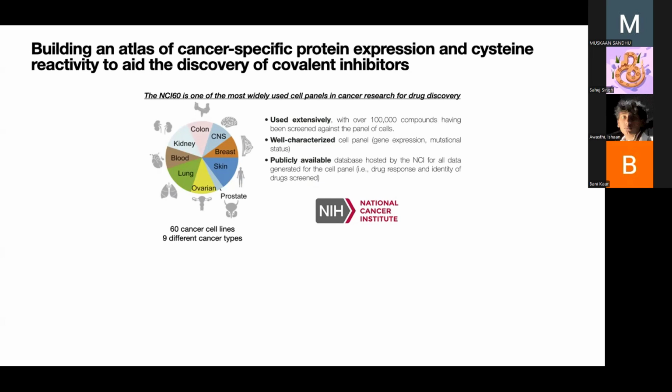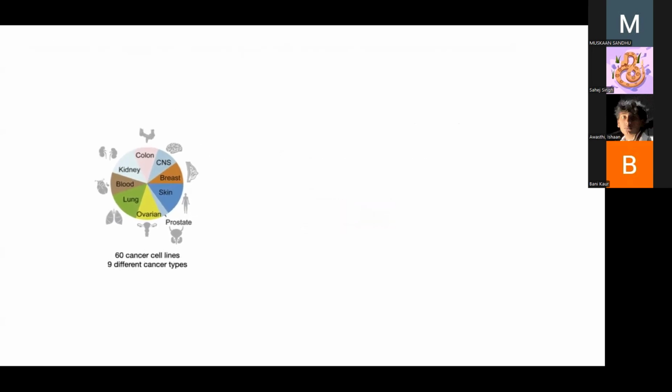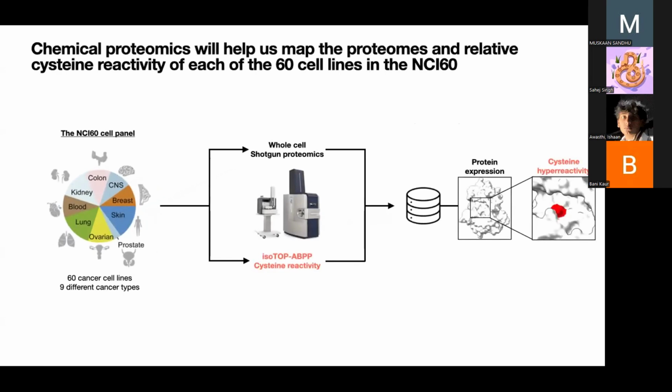And there's thousands and thousands of data points out there, publicly available, for thousands of compounds that have been screened against this panel. And we know the structures of these compounds because, again, it's supposed to be publicly available. So I thought about taking these 60 cancer cell lines and identifying every single protein and every single reactive cysteine in the proteomes contained within each of these cancer cells. That's what my project is doing right now.